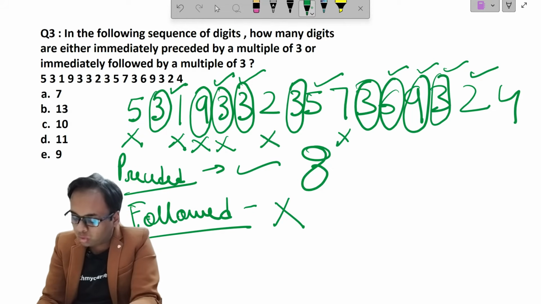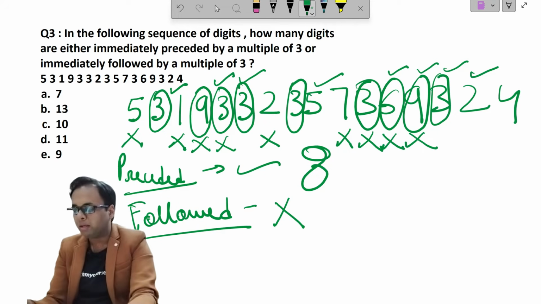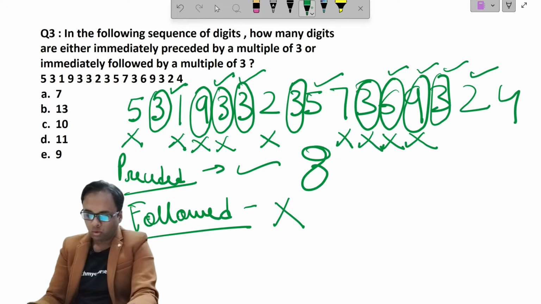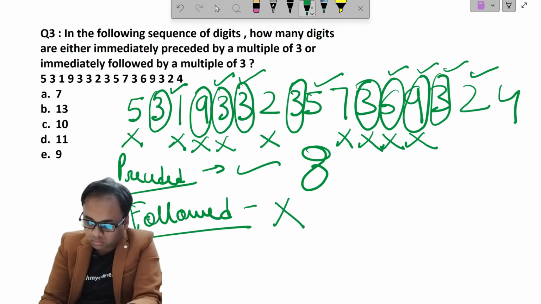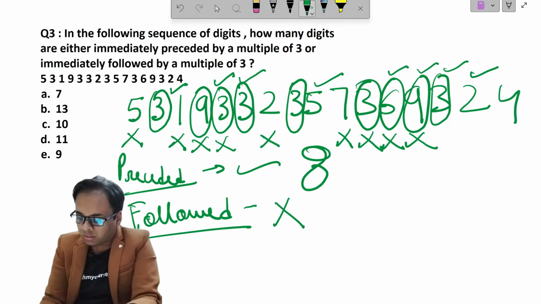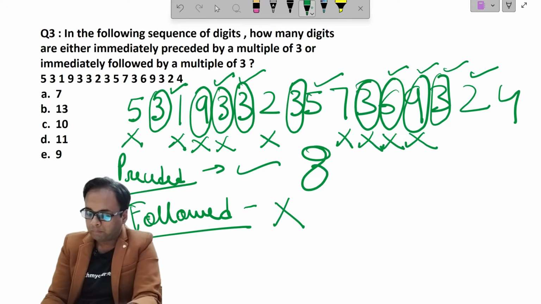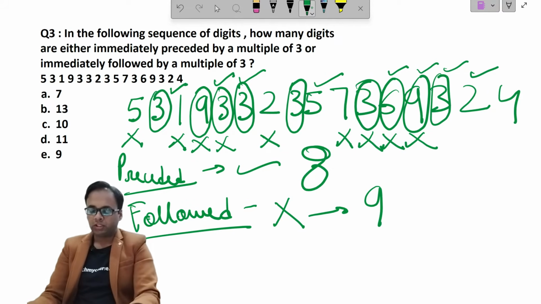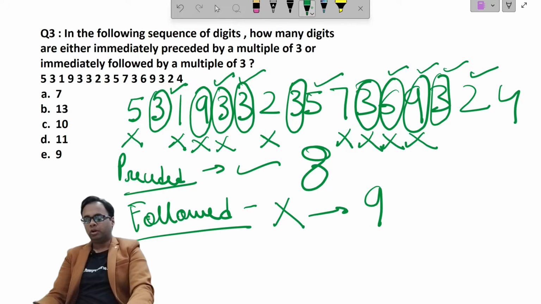Then this 7 is followed by a multiple of 3. 3 is followed. 6 is followed. 9 is followed by a multiple of 3. Okay, so how many crosses are there? 1, 2, 3, 4, 5, 6, 7, 8, 9. So 9 is the number of digits which are being followed by a multiple of 3.